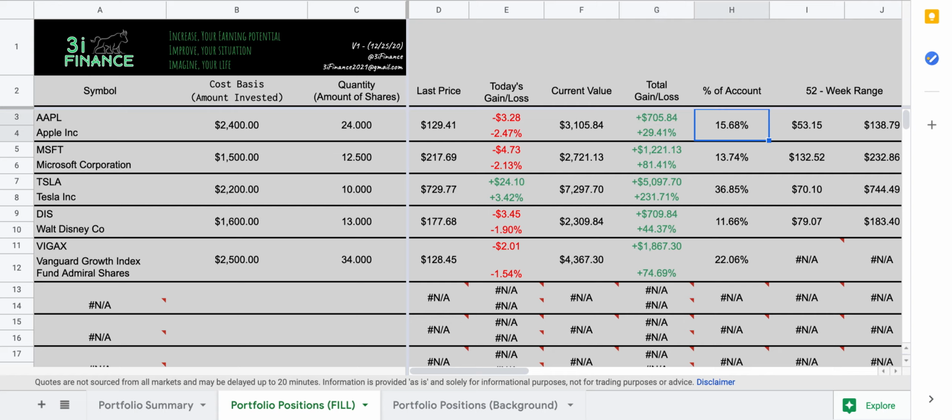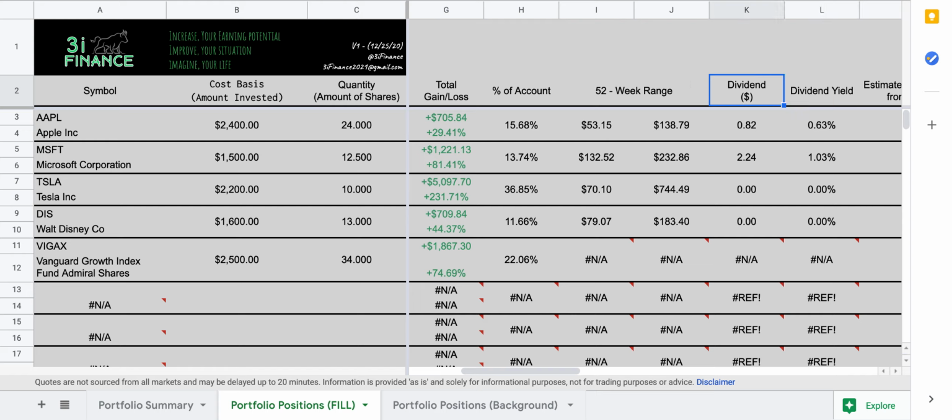Percent of account is the weight which that stock position holds in the entirety of your stock portfolio. For example, because the current value of Tesla is worth more than your investment in Apple, it holds a much bigger position or weighting in the overall scheme of your portfolio. You will see this visualized in the Portfolio Summary tab, which I will show at the end. The 52-week range is how high or low the stock has traded in the past 52 weeks or 1 year.